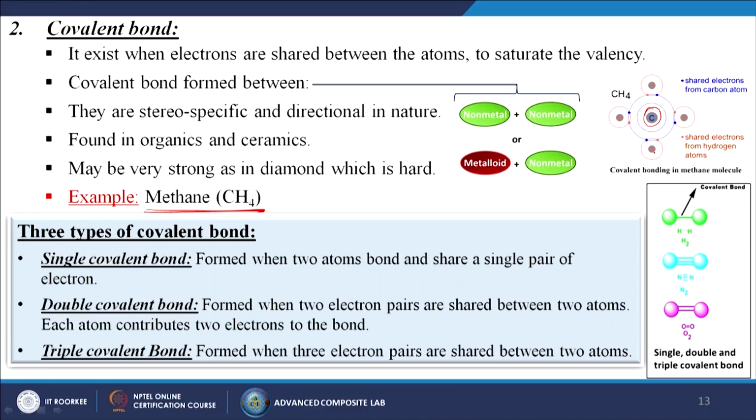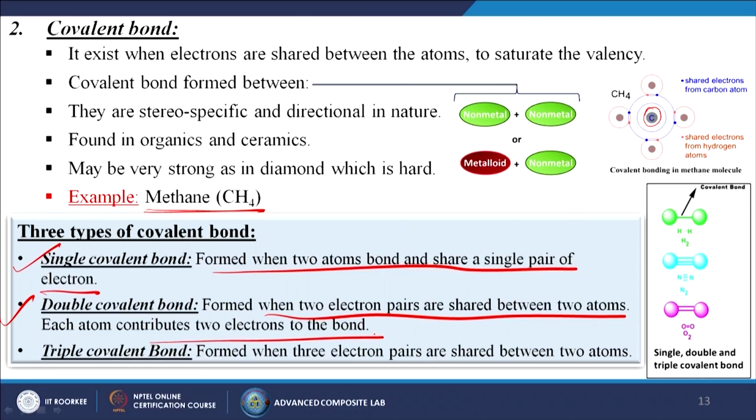There are three types of covalent bonds. The first is the single covalent bond, formed when two atoms bond and share a single pair of electrons. Next, the double covalent bond, formed when two electron pairs are shared between two atoms; each atom contributes 2 electrons to the bond. The third is the triple covalent bond, formed when 3 electron pairs are shared between two atoms.